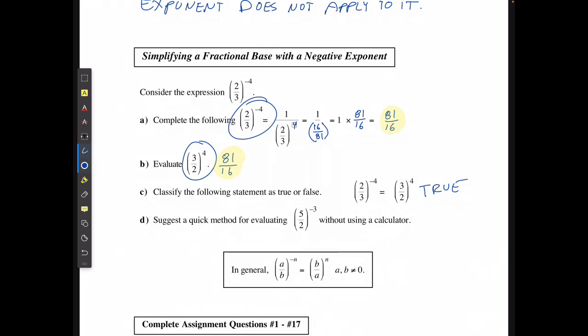So if I want a quicker way of doing it, if I know that the negative exponent moves from the numerator to the denominator, or the denominator to the numerator, then what's a quick method for evaluating? If I have an exponent like this applied to a fraction, then I take the reciprocal and apply the positive exponent.